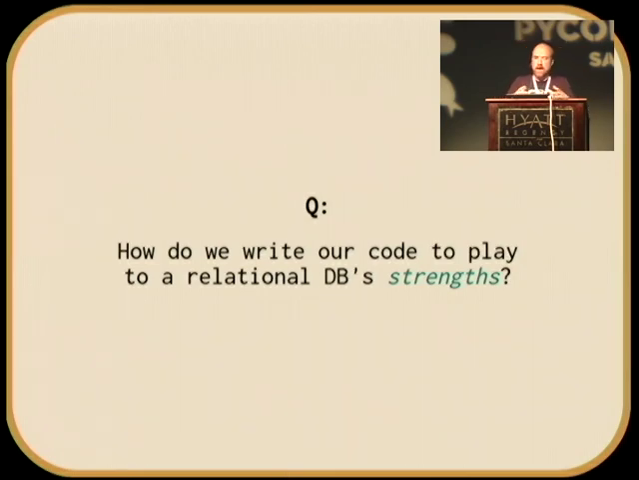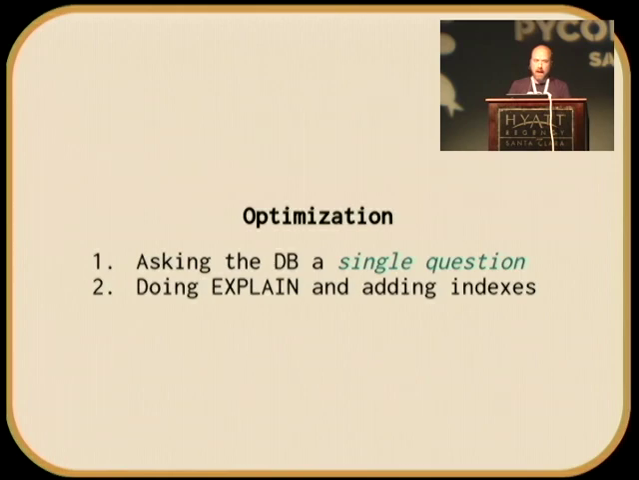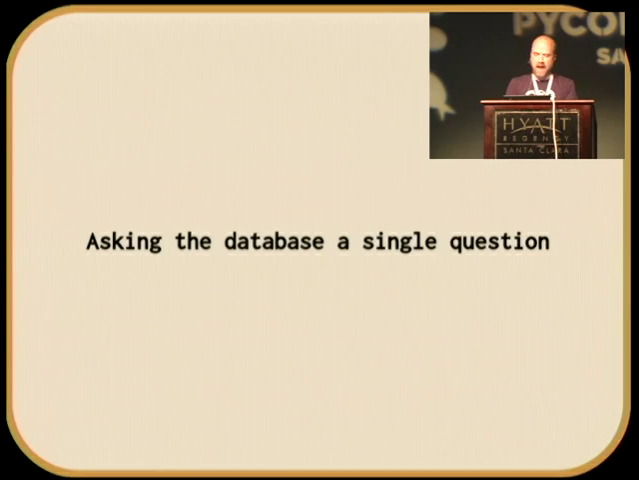So, given that background on how relational databases work, how can we write our code in Python so that we play to the relational database's strengths? How can we optimize our code? The key that I have found is learning to code so that when you need a complex set of data, you only ask the DB a single question, and then if that single question you're asking is running kind of slowly, learning to run explain and adding indexes until it becomes fast.